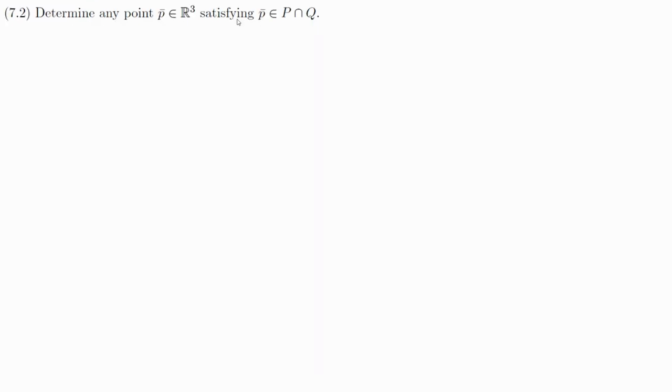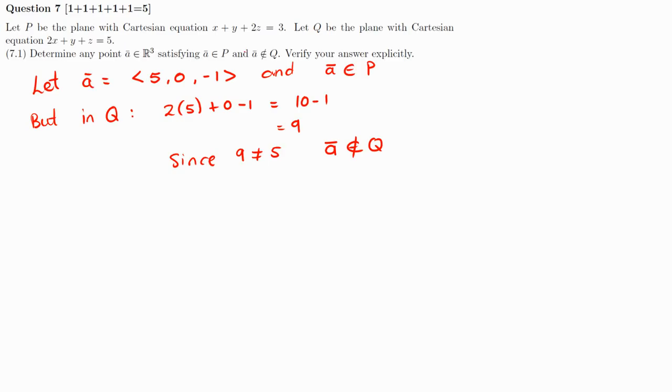For the next question, determine any point P, an element in R^3, satisfying P is an element of both P and Q. Okay, so for this question, we have to find a point that is on both the Cartesian plane P and the Cartesian plane Q. There are many methods to do this. I'm going to do one that looks easiest for me at the moment.